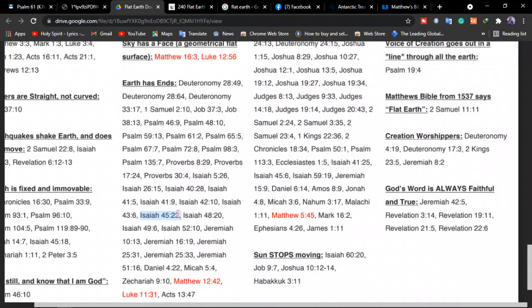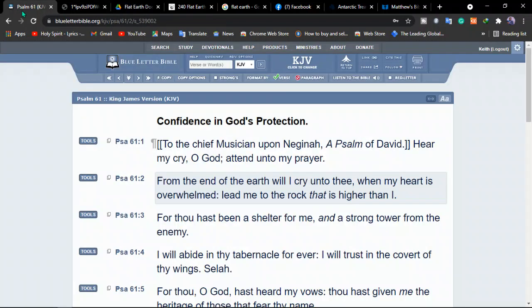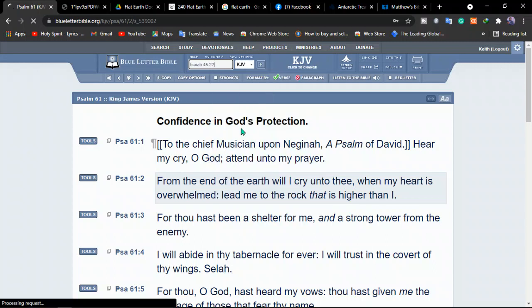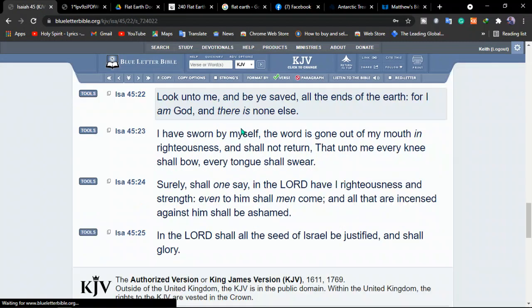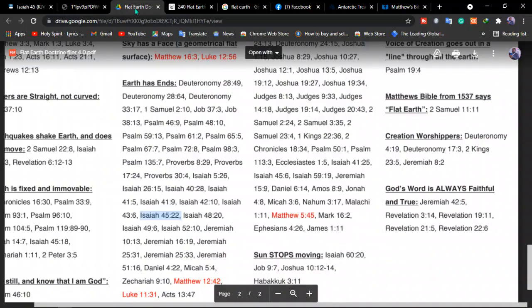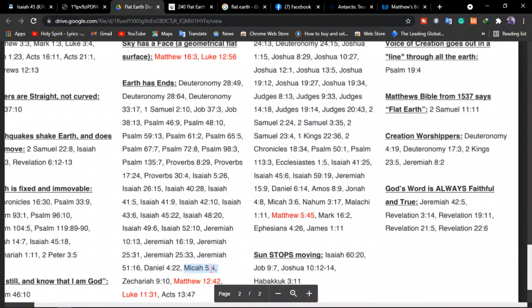Let's see Isaiah 45:22. What does it say? "Look unto me, and be ye saved, all the ends of the earth, for I am God, and there is none else." You see, God is saying, all of you here, from one end to the other end, please look up. There's no other God. And let's look at Micah 5 verse 4.